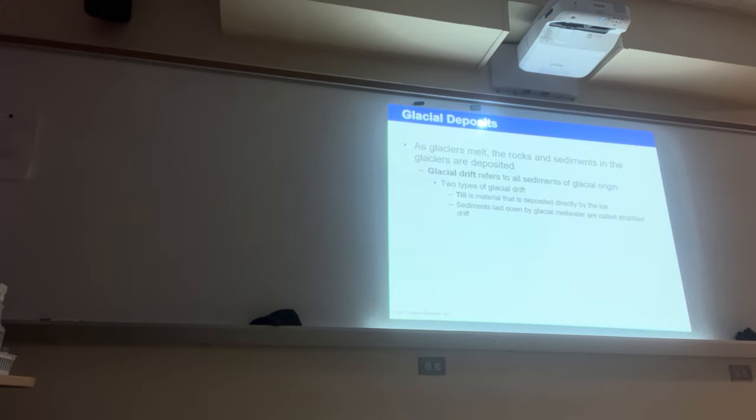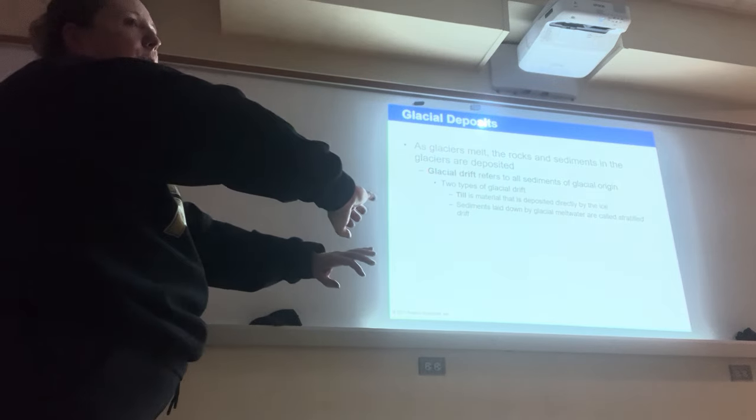Two types of glacial drift include till, which is the material that is deposited directly by the ice. Think of this as when the glacier pushes through land, think of it like a bulldozer or a snowplow. It's going to just push all that sediment in front.